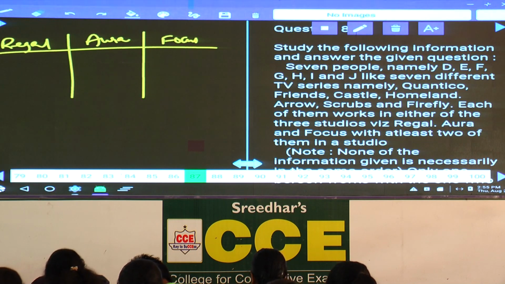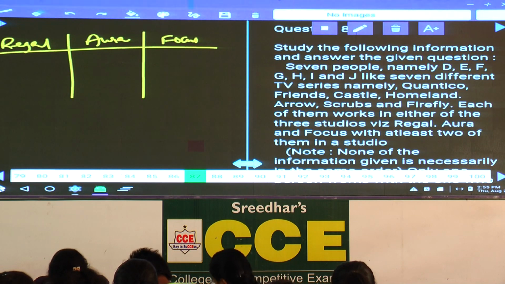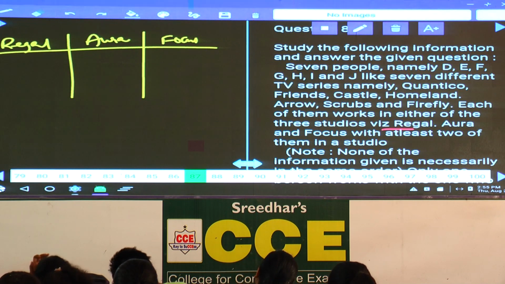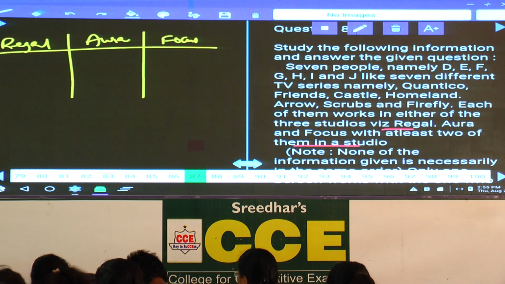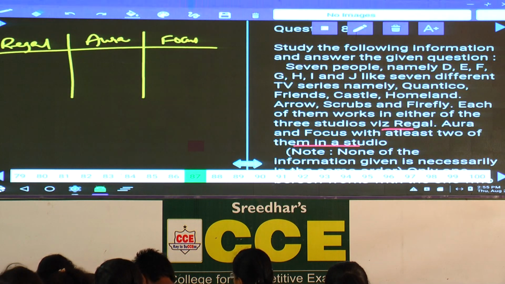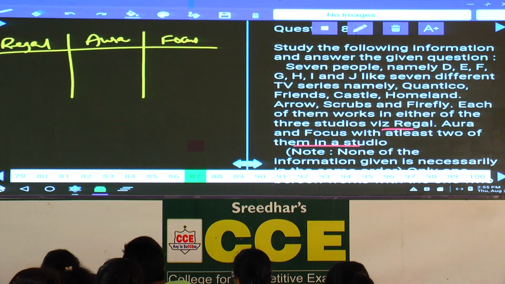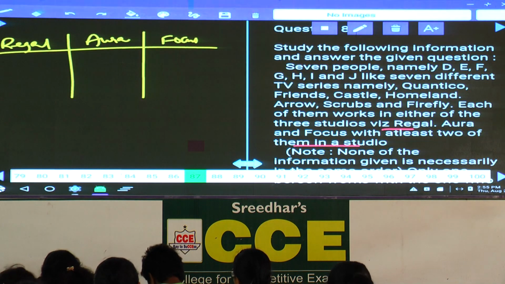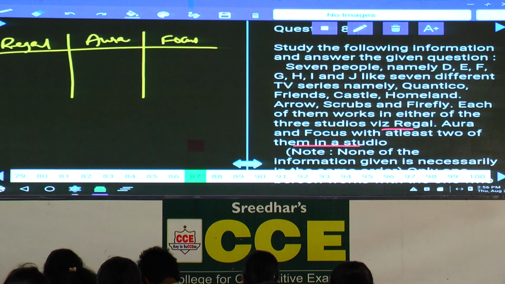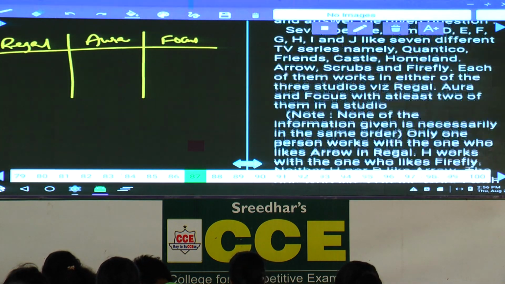Any other information here? Aura and Focus. Each of them works with at least 2 of them in a studio. What do you mean by the word at least? At least means 2 or more than 2. Then tell me what are the different possibilities we can have? 7 persons, minimum 2 must be there. That means in one of the studios there must be 3. If you can determine in which studio there are 3 persons, we can determine the remaining as 2 and 2. And the possibilities will be 2, 2 and 3 in any order.